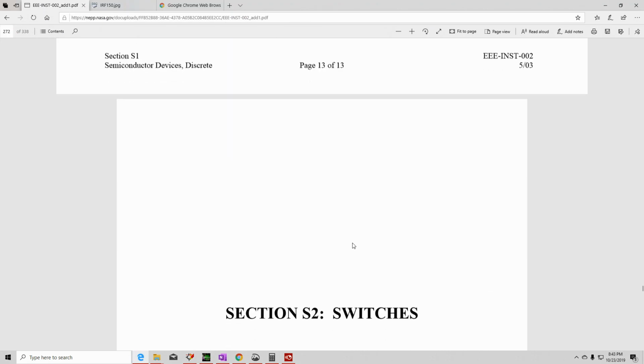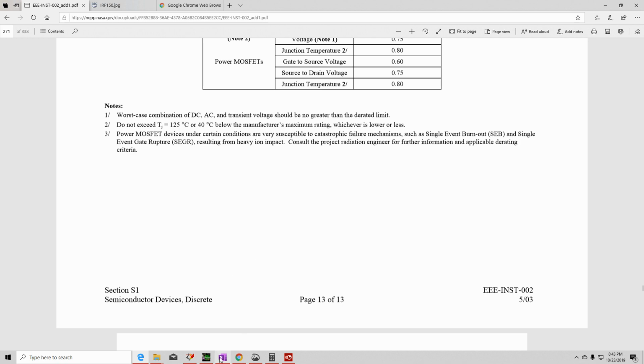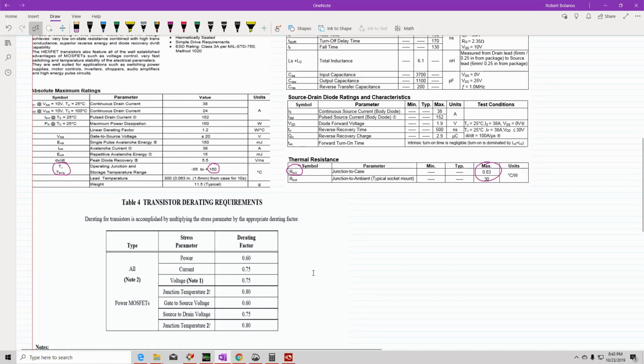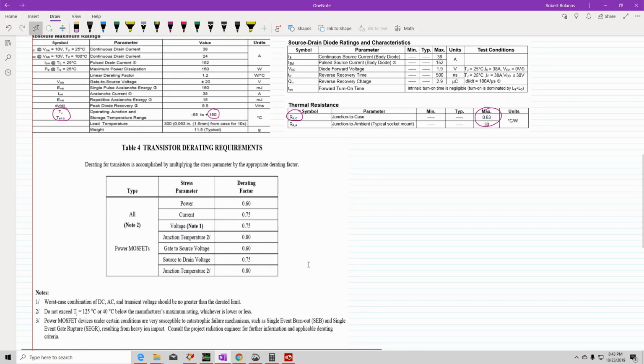Okay, R theta case to board, and I'm going to assume that the board is at 25 degrees. Remember, this case is right there, and that base will be here, or board. The board typically can be higher, but we're going to assume that the board is at room temperature of 25 C.